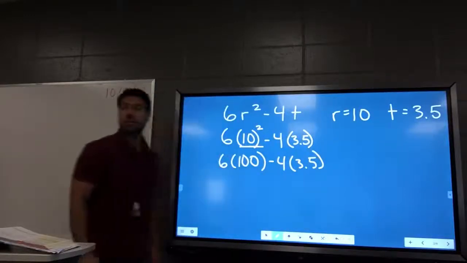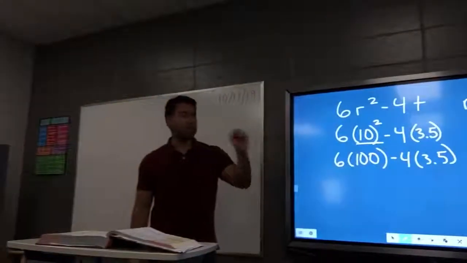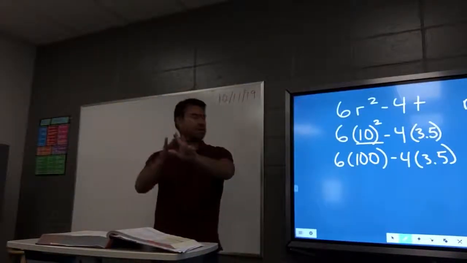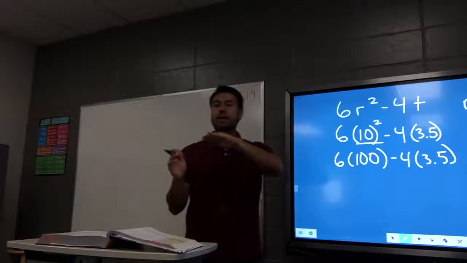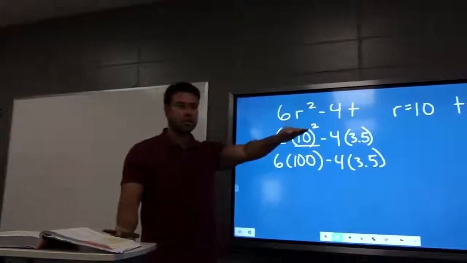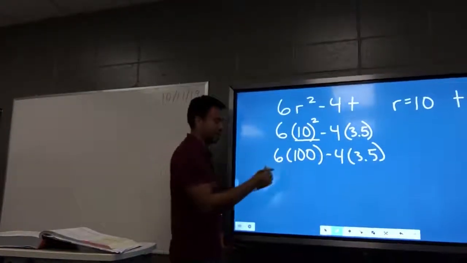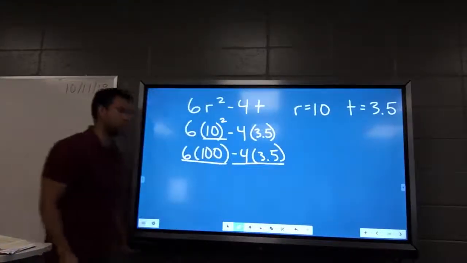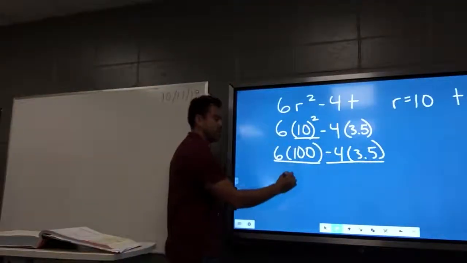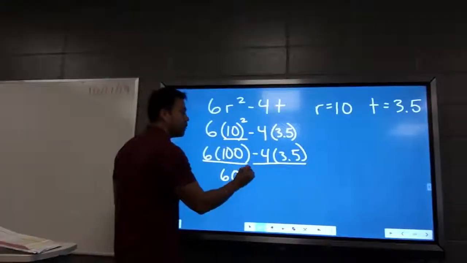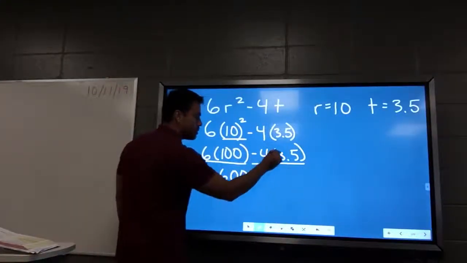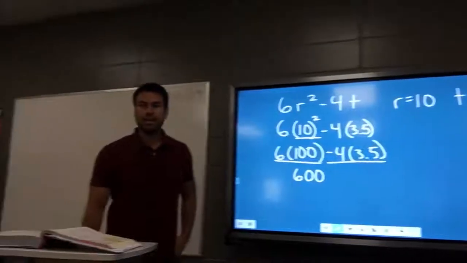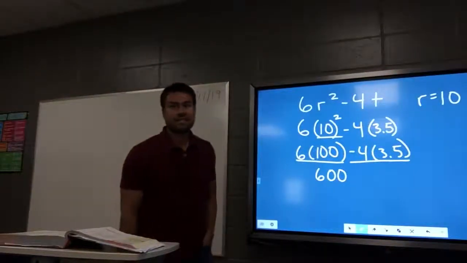Okay. Now I'm done with my exponents. I was already done with my parentheses. Now I do left to right, multiplication or division. So what would I do next? 6 times 100 and negative 4 times 3.5. All right, what's 6 times 100? 600. Awesome. And then what's negative 4 times 3.5?